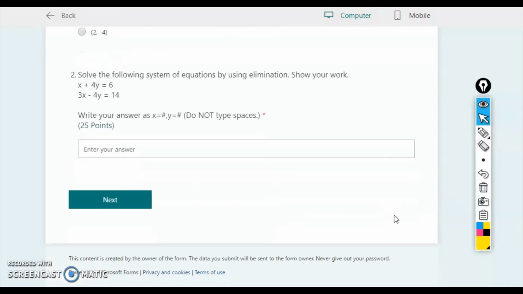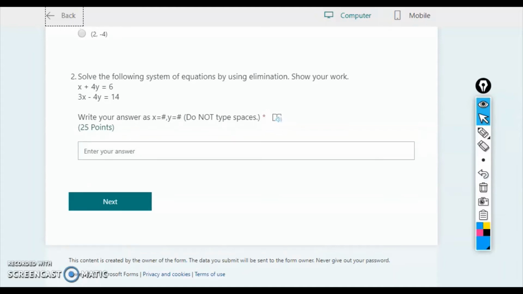The next one. Solve the following system equations by using elimination. Show your work. So elimination is when you have either the x coefficients the same, one positive, one negative, or the y coefficients the same, one positive, one negative. So the y's are already set up so that I can eliminate the y's. So I can add straight down.